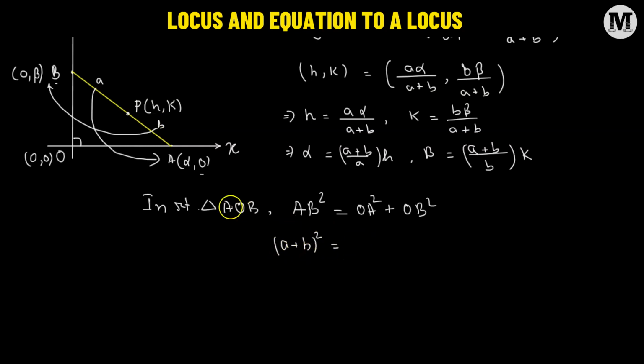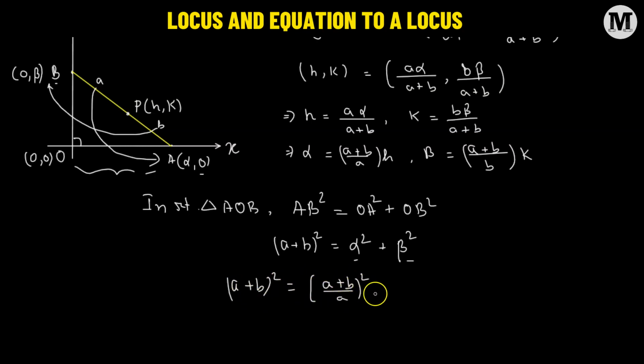This will be equal to OA squared. Now what's the length of OA? That's nothing but the x-intercept, which is alpha. So here we can replace it with alpha squared. And OB, that's the height of point B from the origin, which is simply beta. So we can replace OB squared with beta squared. Now we have already expressed alpha and beta in terms of h and k, so let's replace them. We have a plus b whole squared equal to, in place of alpha squared, a plus b over a whole squared times h squared, and beta squared becomes a plus b over b whole squared times k squared.